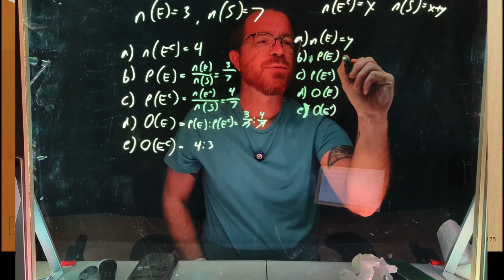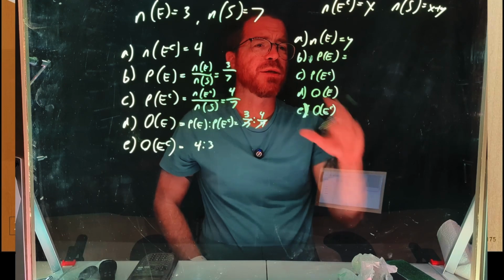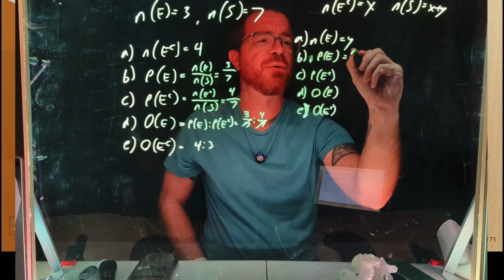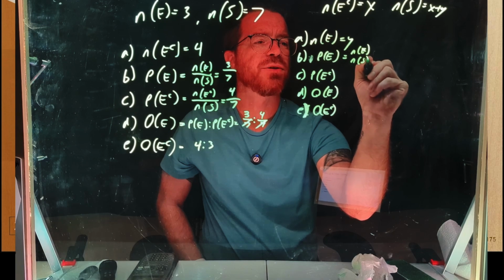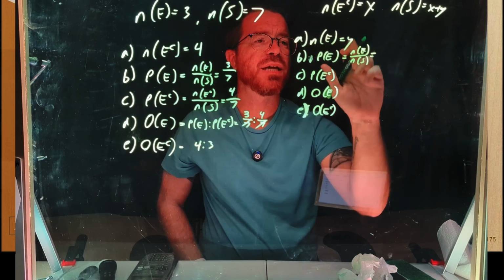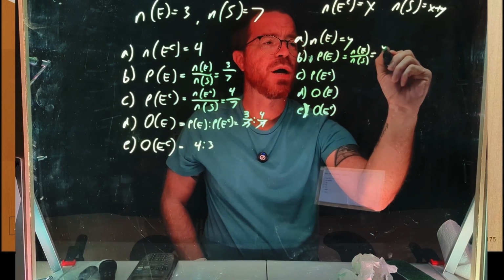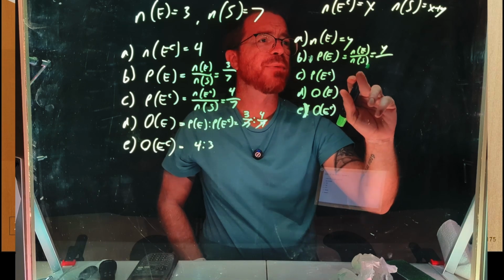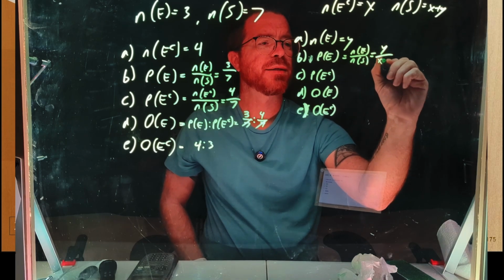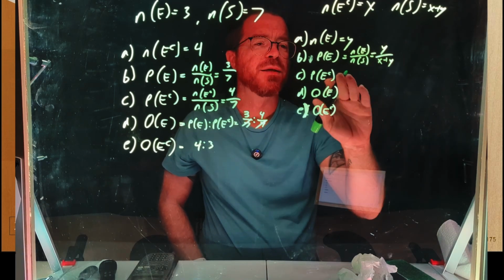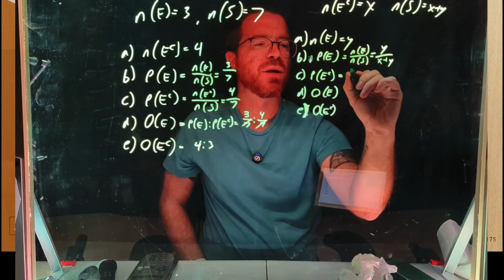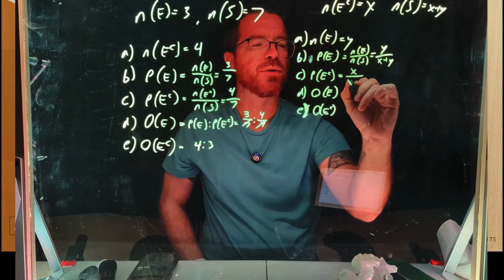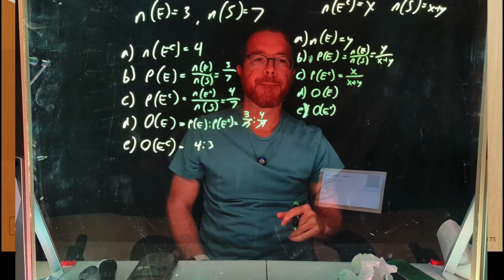So now that we have this, we can actually figure out what our probabilities would be. Because our probability of E is just going to be the number of outcomes in E over the number of outcomes in our sample space. Well, we just said the number of outcomes in E is equal to Y, and the number in our sample space is equal to X plus Y. Similarly, the probability of our complement would be the number of outcomes in our complement over the total number of outcomes, X plus Y. So we'd have X over X plus Y.